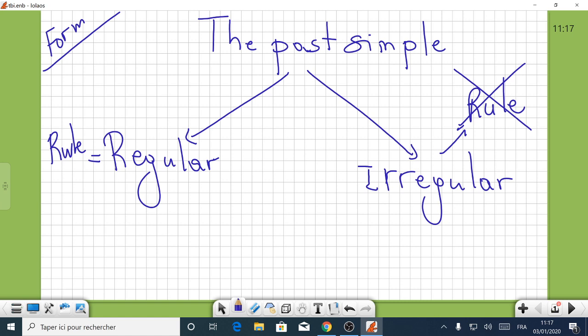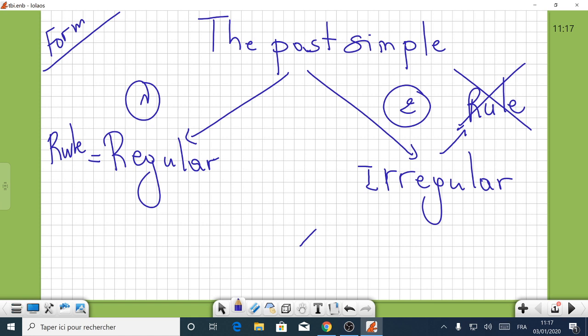So I repeat. Today we will see the past simple and how to use it, and why we have the past simple in English as a tense. As I said, we have the form of the past simple. We have two types: regular form and irregular form. From the word regular, we can see that it has a rule. But irregular doesn't have a rule. That's why we have exceptions. As I told you, we have a list to remember.